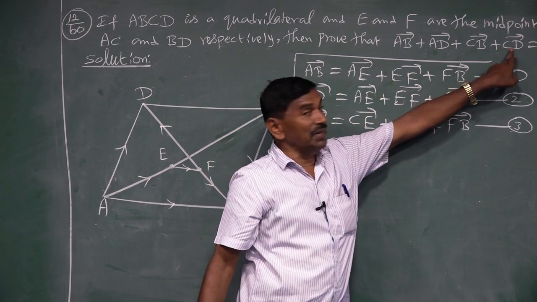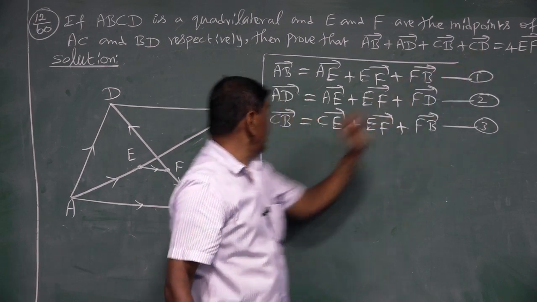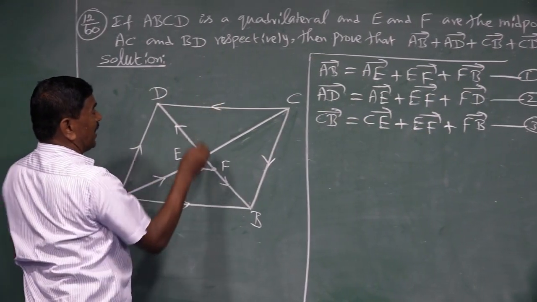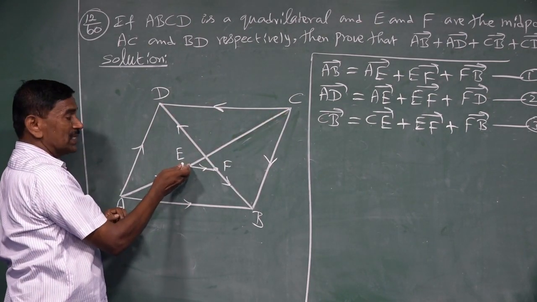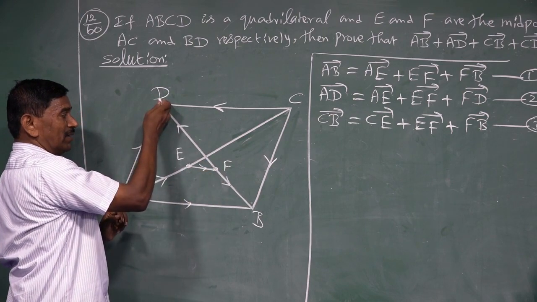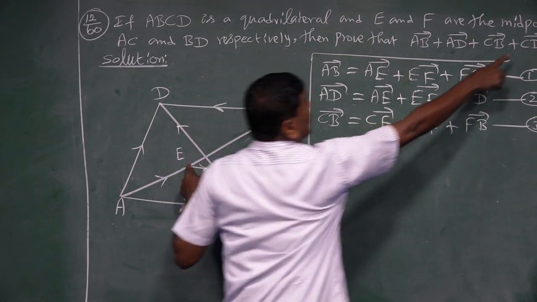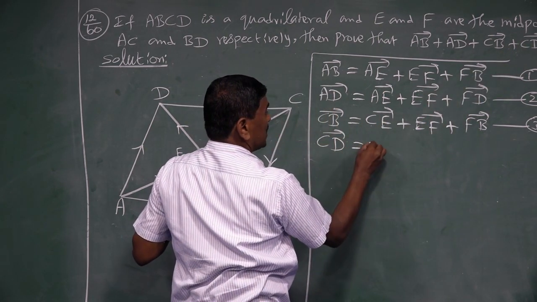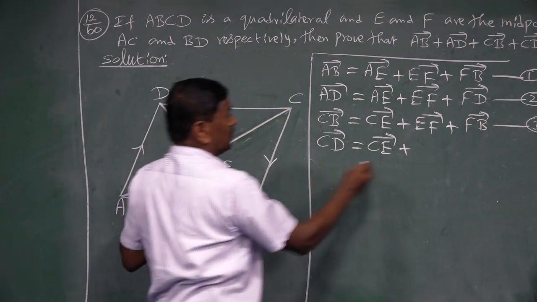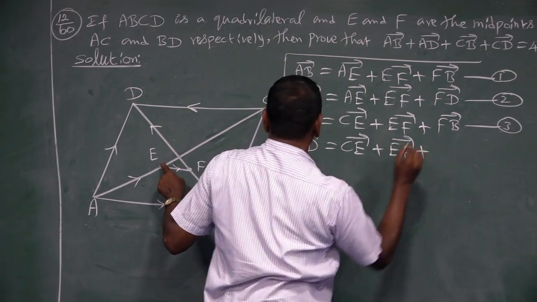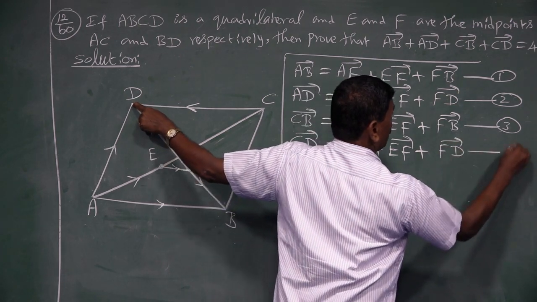What is the third term? CD vector. Where is the C to D? That is CD vector, meaning C to D. Yes, C to D, CD vector. Listen, CD vector is equal to CE vector plus EF vector plus FD vector. FD vector, which is the fourth equation.